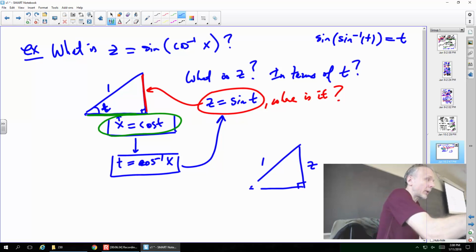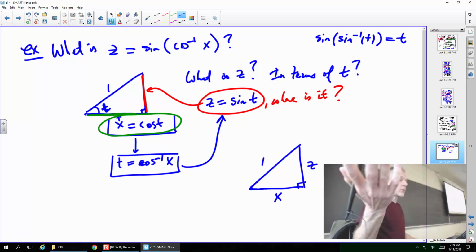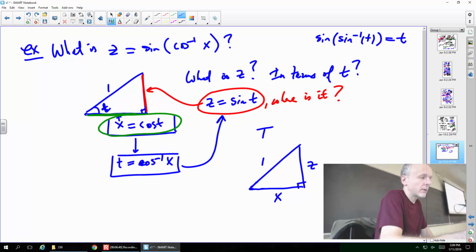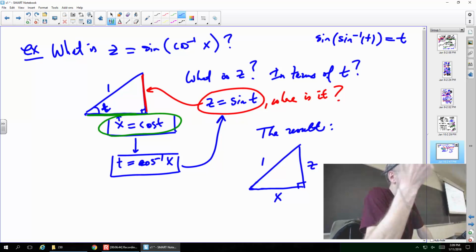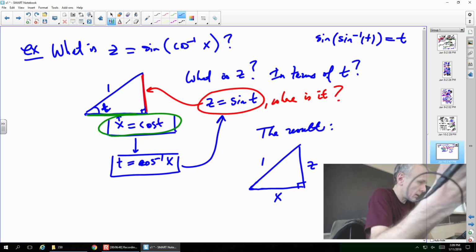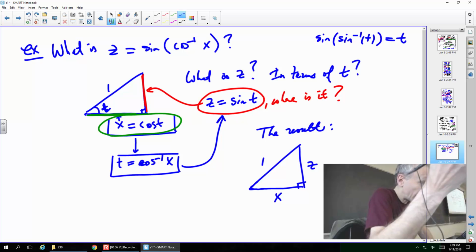Okay, so we don't care about t anymore. Okay, x, z, that's all there is. So this is the result. We have a right triangle with hypotenuse 1 and two of the sides equal to x and z.